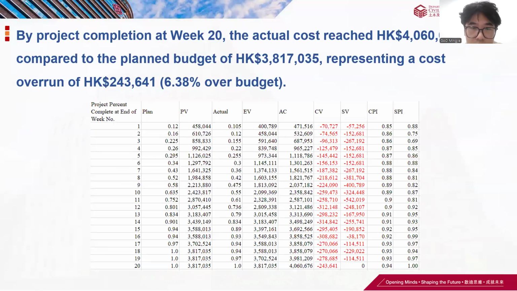By project completion at week 20, the actual cost reached higher compared to the planned budget, representing a cost overrun of 243,641, which is 6.38 percent over budget.